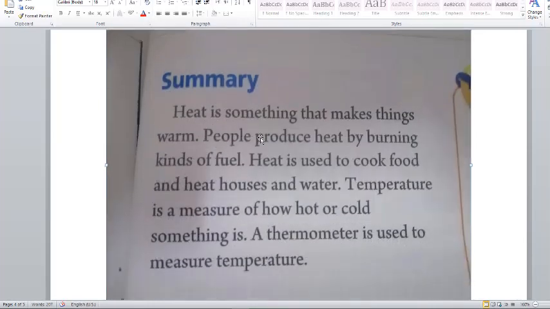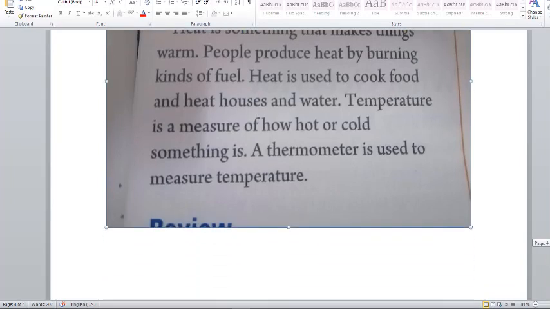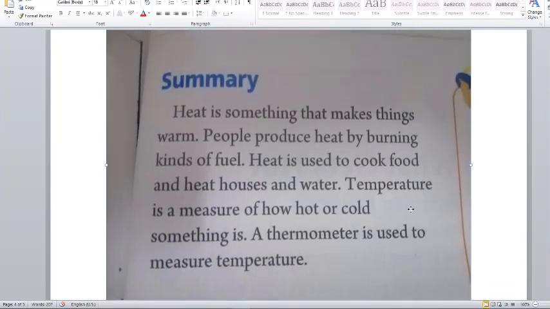Now read this summary a couple of times on your own, okay? Read this summary a couple of times because it's important. It contains a lot of important things. Now that's our lesson. That is everything that you need to know about heat, conductors, conduction, insulators.